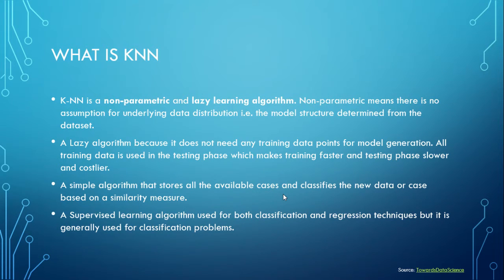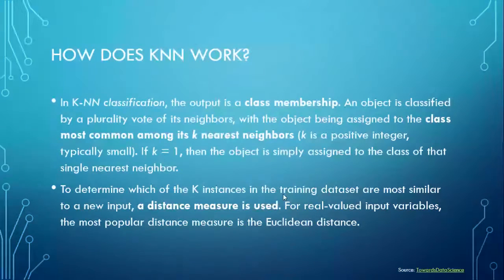The k-nearest neighbor algorithm is a very simple algorithm that classifies your data points into different classes based on a similarity measure. It's a supervised learning algorithm that is used for both classification and regression techniques, but it is more popular for classification problems. So in k-nearest neighbor classification, the output data is put into various classes, and the number of classes is determined by the programming.